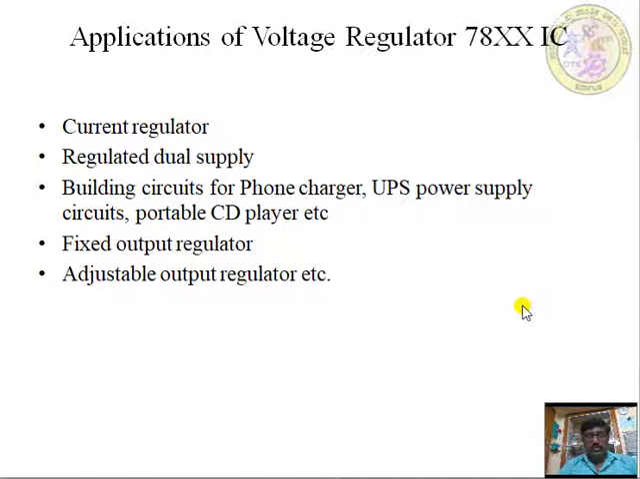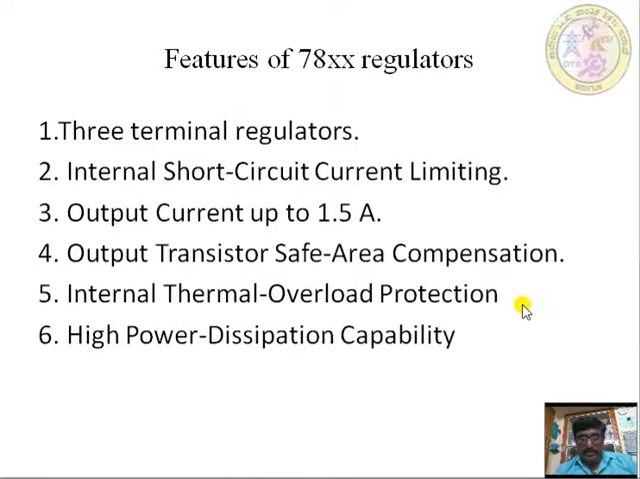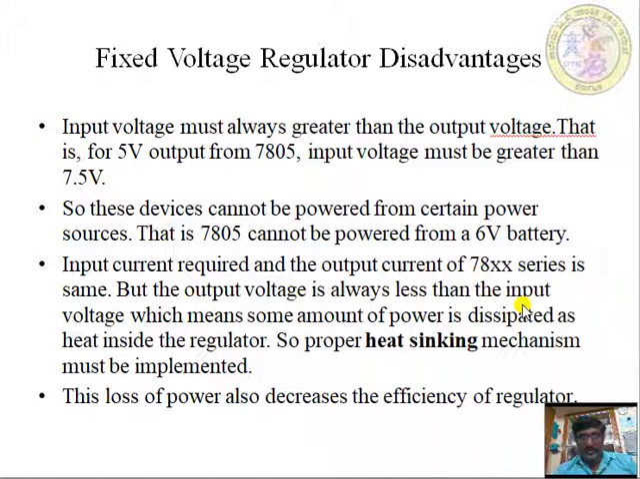So it has 3 terminals, and the output voltage is always less than the input voltage. The main thing is that a heat sinking mechanism must be implemented. So this completes session 7, that is applications of the diode, photodiode, LED, optocouplers, as well as the fixed regulator, that is the 78XX regulator.